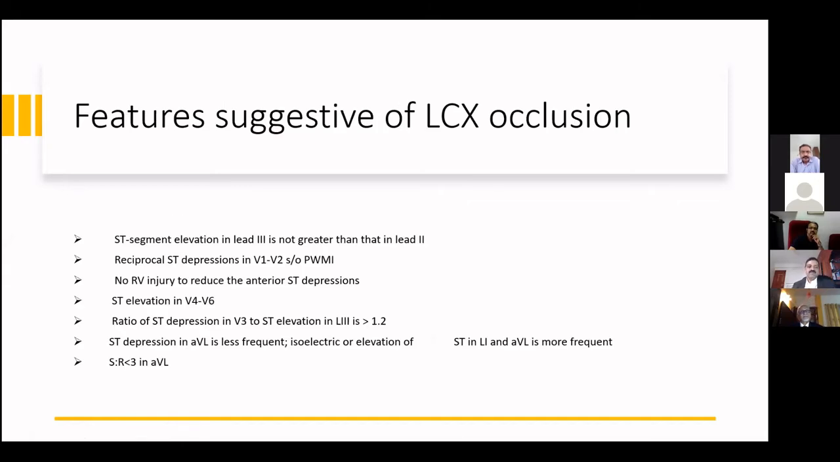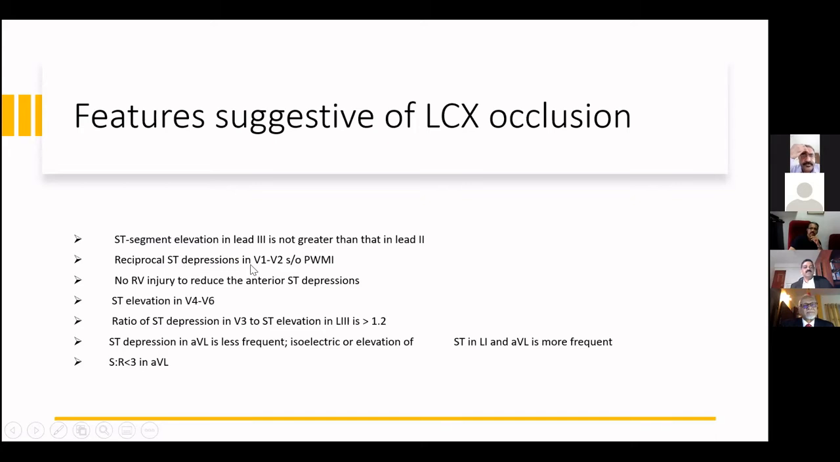So what will suggest LCX occlusion? It's not as straightforward as what we spoke about for RCA. ST segment elevation in lead 3 not being greater than that in lead 2 is suggestive of LCX occlusion. But for the person who put the question that I answered in the beginning, if we start looking at the sensitivity, specificity, and predictive values, this is not a great sign.